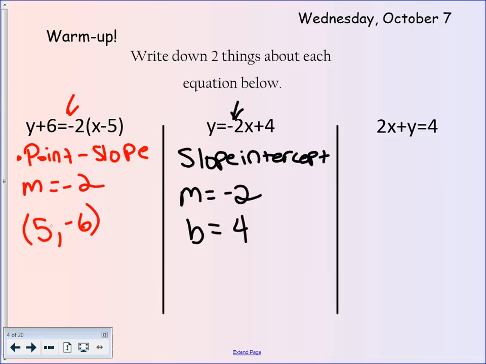Now this last one is not something that I'm really 100% sure on, because it says 2x plus y equals 4. That's not in slope intercept. It's not in point slope. So that's 2 things I know. It's not in either one of those. The question is, which form is it in? And that's what we're going to talk about today.